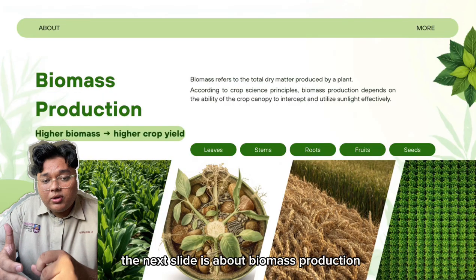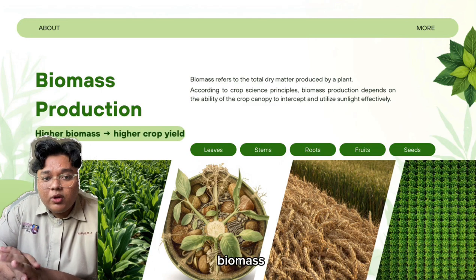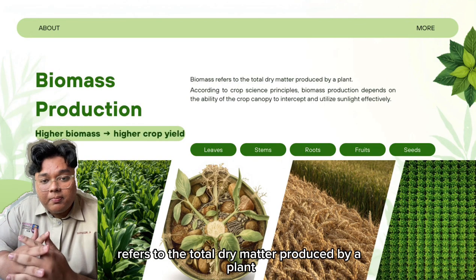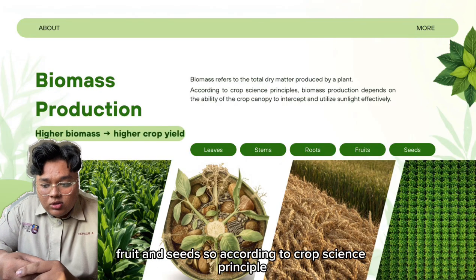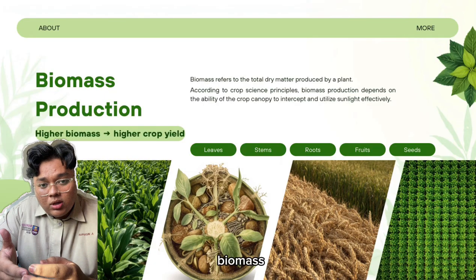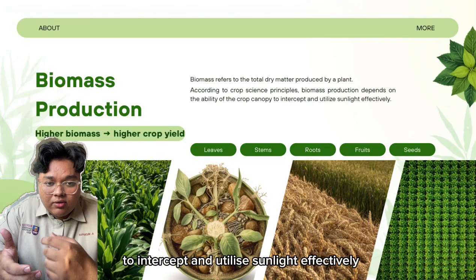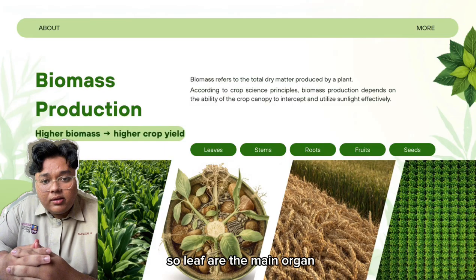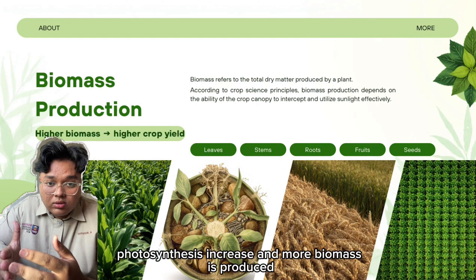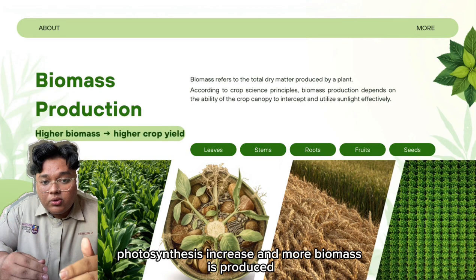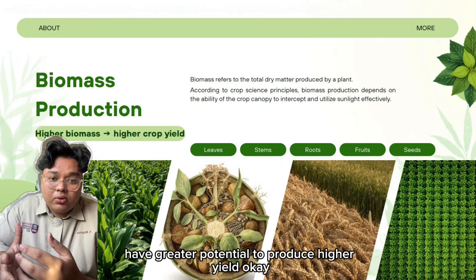Next slide is about biomass production. We need to understand first what is biomass production. Basically, biomass refers to the total dry matter produced by a plant. Examples of biomass include leaf, stem, root, fruit, and seeds. According to crop science principles, biomass production depends on the ability of the crop canopy to intercept and utilize sunlight effectively. Leaves are the main organ responsible for capturing solar radiation. When plants receive sufficient sunlight, photosynthesis increases and more biomass is produced. Generally, crops with higher biomass have greater potential to produce higher yield.